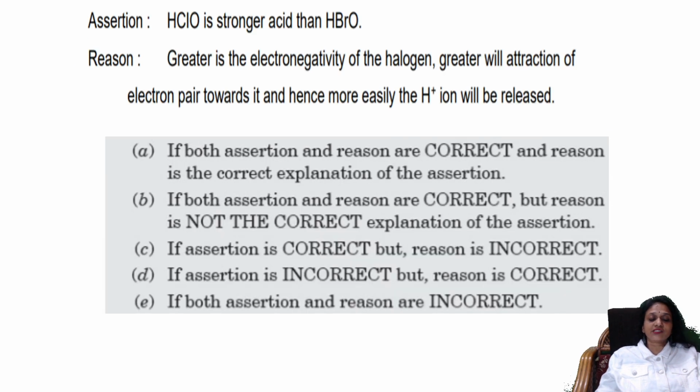Check this. Next: HClO is a stronger acid than HBrO. First of all, it's right. Reason: greater the electronegativity of the halogen, greater the attraction of electron pairs towards it, hence H plus is released more easily. HClO is a stronger acid than HBrO. Obviously, this is also perfectly right. Both are explaining. Now see the reasons, please.